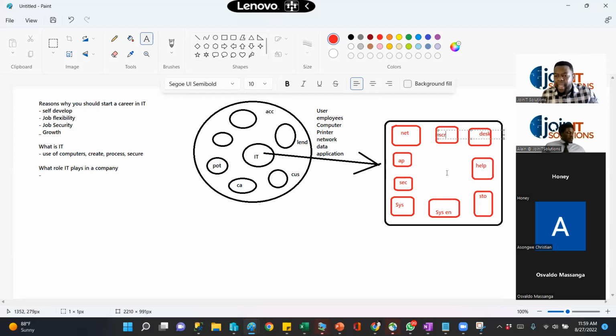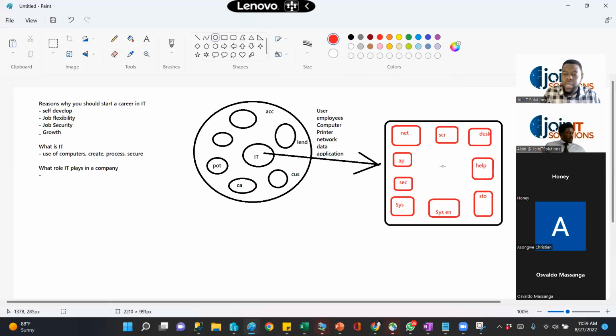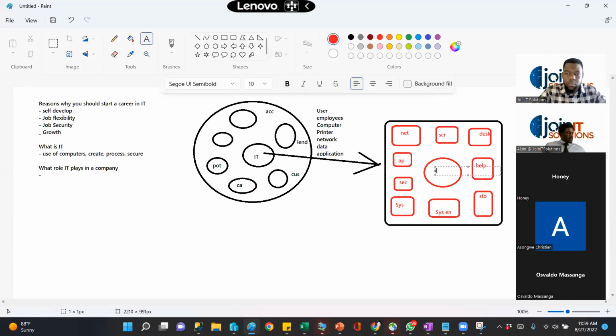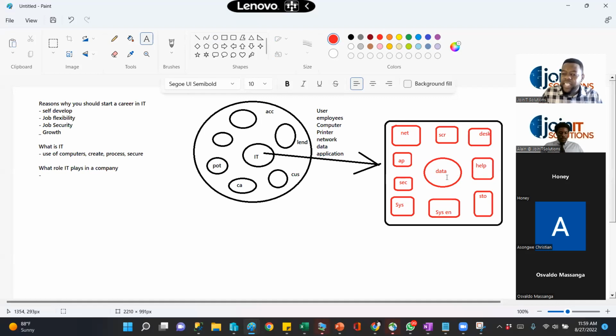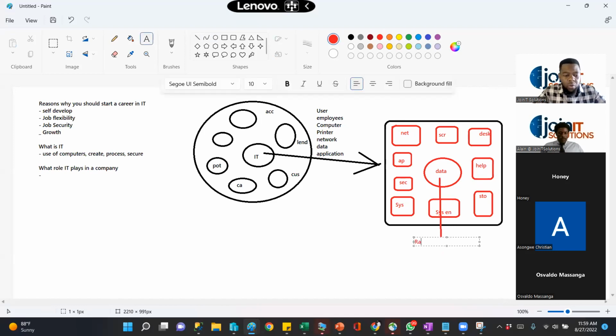Now, when we are looking at this, there is something very important. There is one department very important in every company, and that department has to deal with data. So this team, within the IT department, has to deal with what? With data. So now, what is data? If you look at this, you understand that data is just raw facts, right? You collect data to get information.